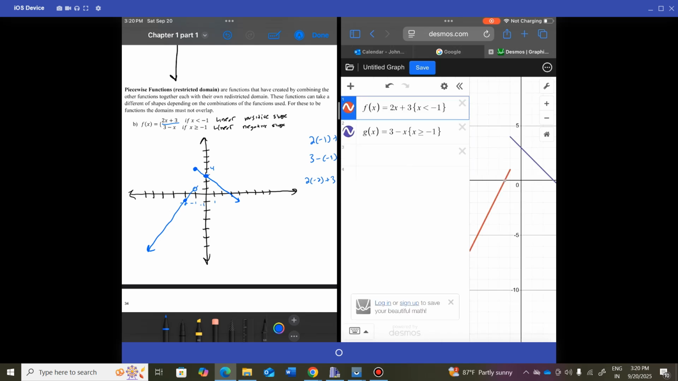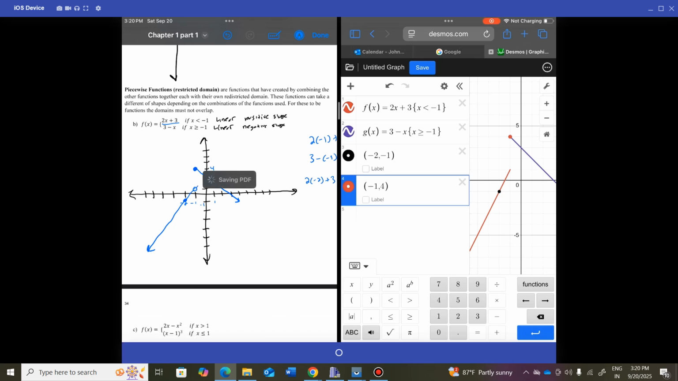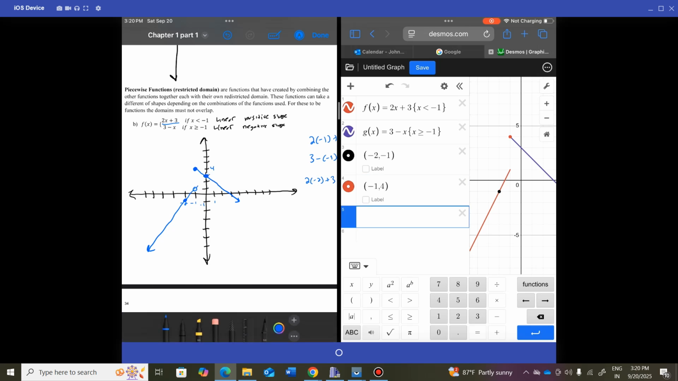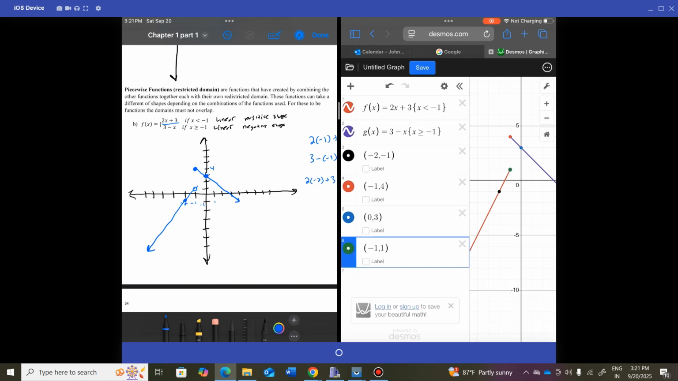So we're going to plug in some of the points we did. So negative 2, comma, negative 1. At that point, we also did negative 1, comma 4. So we get that point. And then we did 0, comma 3. So we get that point. And then one really important point here, negative 1, comma 1. And that one we're going to make a hole.